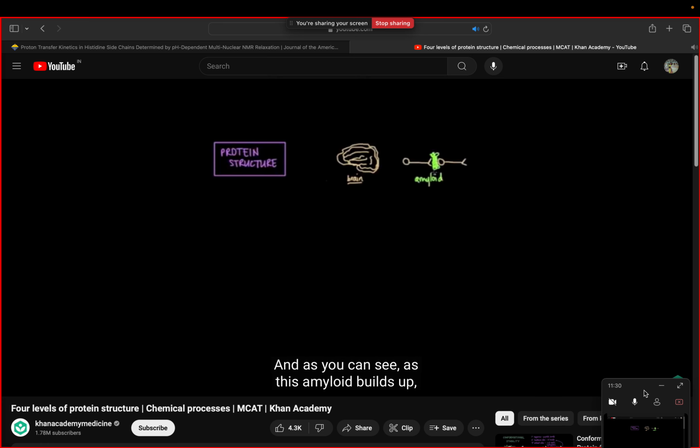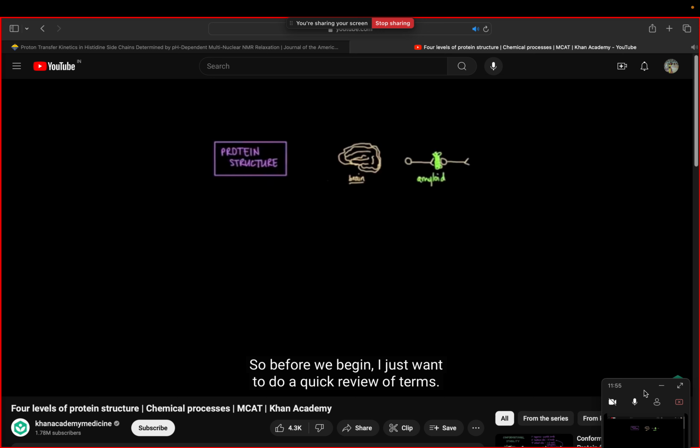And as you can see, as this amyloid builds up, it starts to interfere with the neuron's ability to send messages, and this leads to dementia and memory loss. So if we can understand how these proteins become misfolded in the first place, then we might be able to find a cure for this debilitating disease. And to understand how proteins become misfolded, we must first understand how they become properly folded.